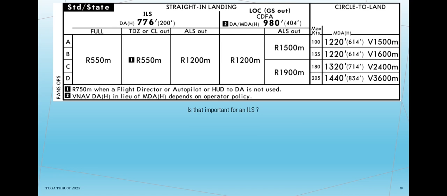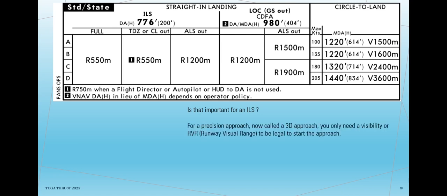Is that important for an ILS? For a precision approach, now called a 3D approach, you only need a visibility or RVR, runway visual range, to be legal to start the approach. Of course, you need to see the runway when you reach the MINIMAS, otherwise you must perform a go-around.